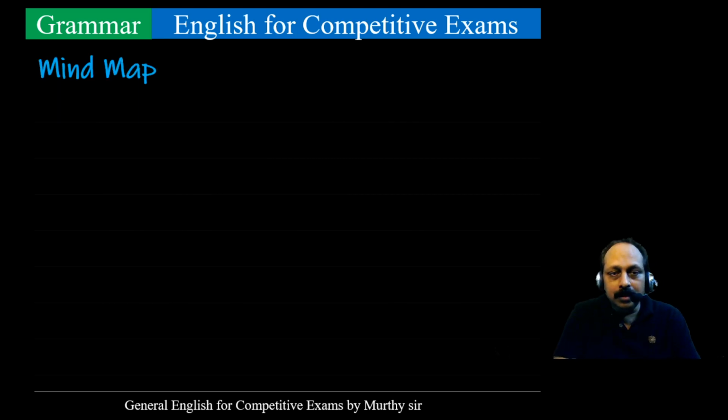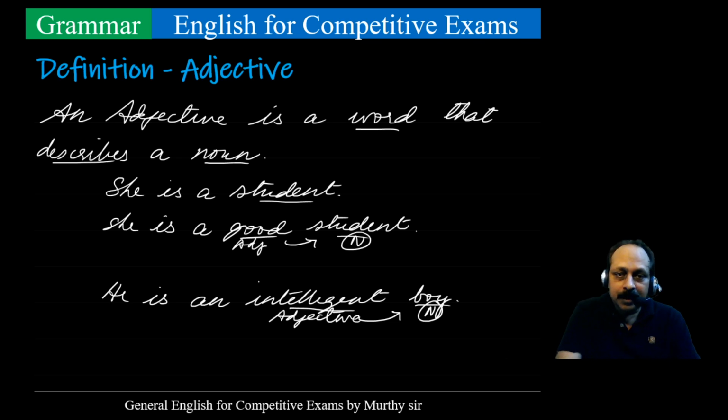Now, that is the definition. What is an adjective? An adjective is a describing word. And what does it describe? It describes a noun. Good student, wonderful idea, beautiful place, intelligent boy. All these words before nouns are adjectives.